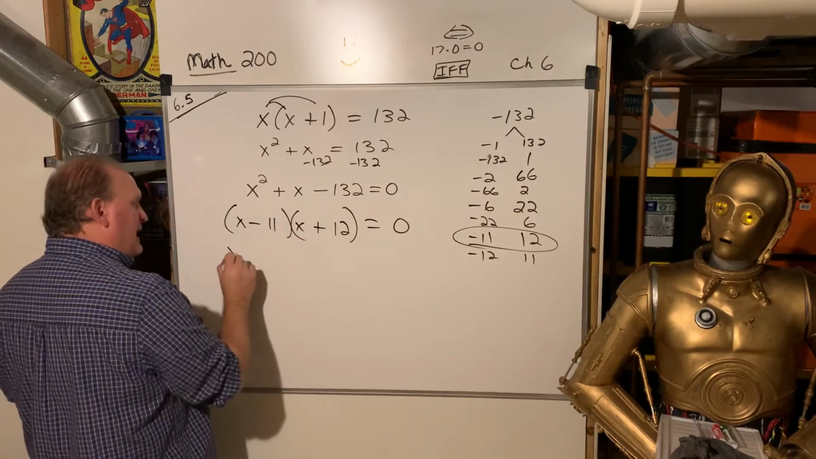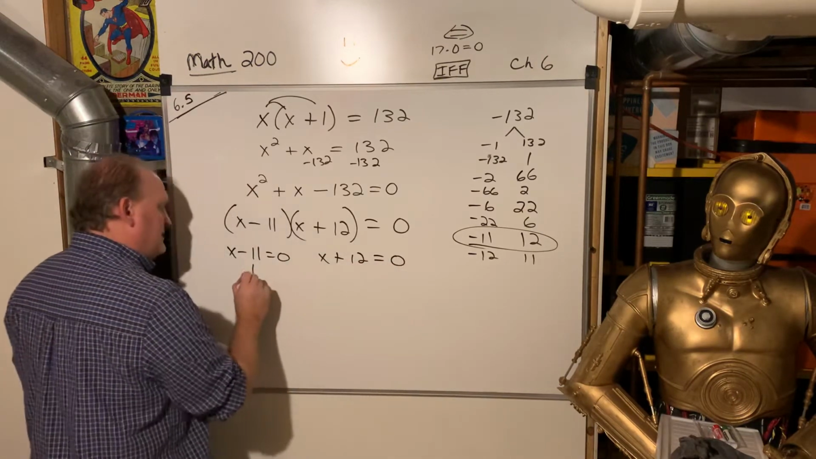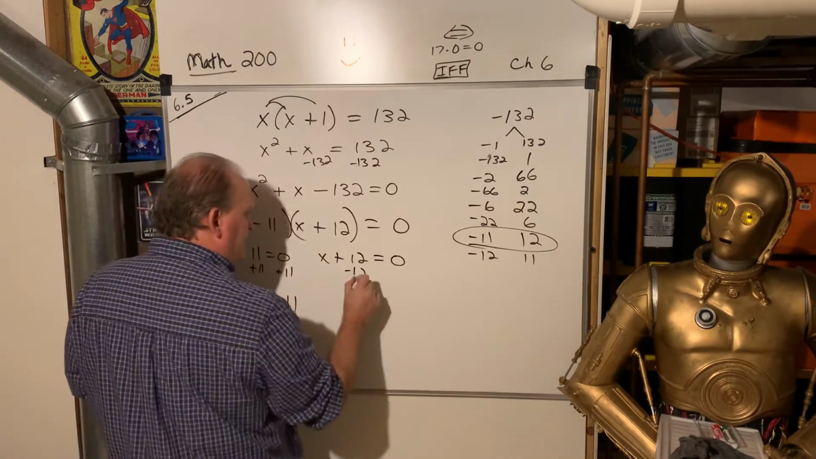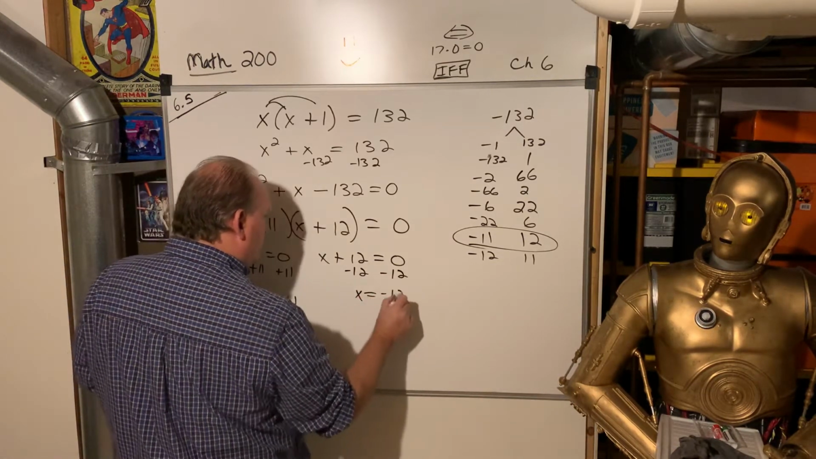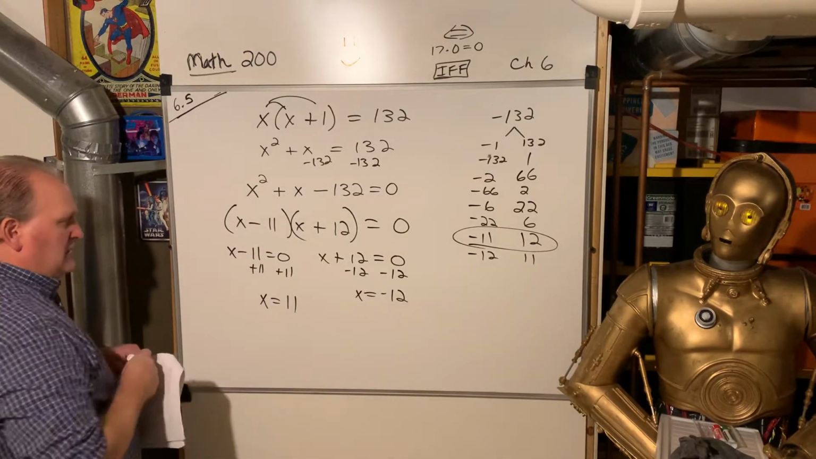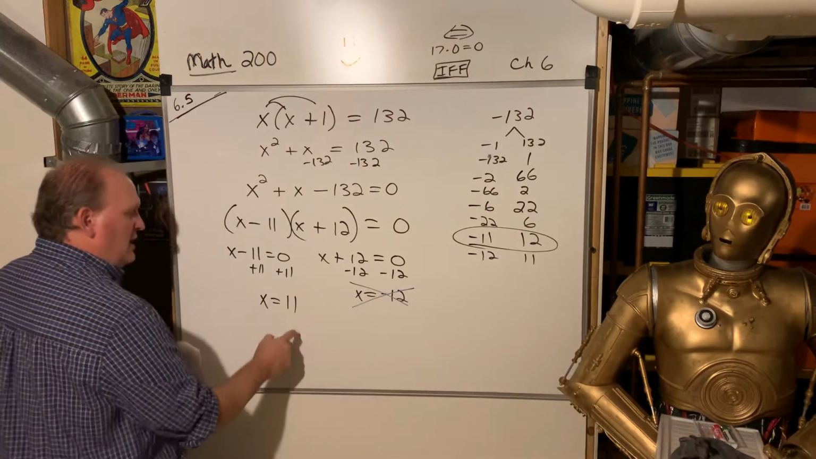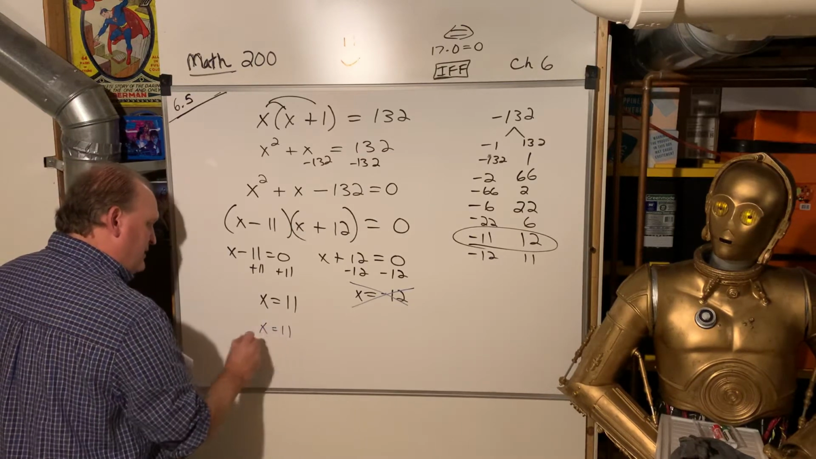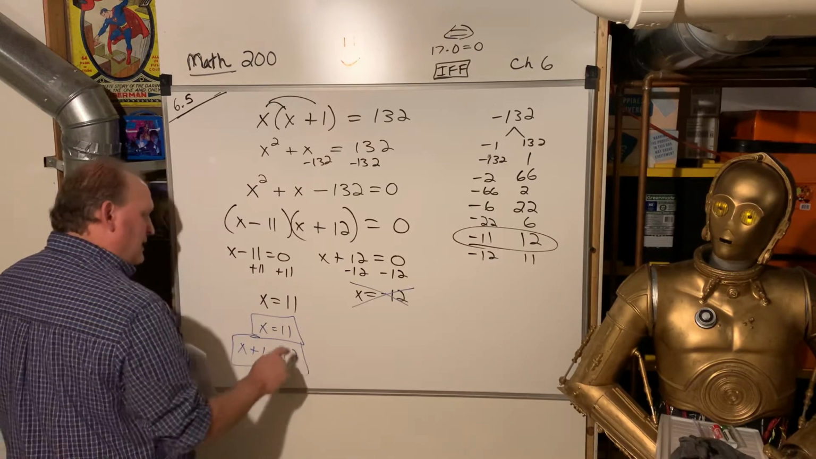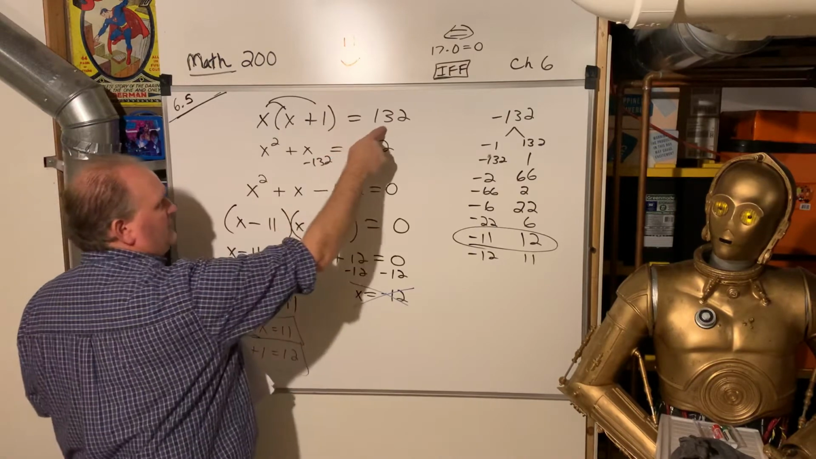And now look at what happens. X minus 11 equals 0. X plus 12 equals 0. And so we get positive 11 and negative 12. Only they stated they wanted positive integers. So that means this negative that we found, we're going to throw away because it's a negative integer. So if x is equal to 11, x plus 1 is equal to 12. So 11 and 12 are the two positive consecutive integers that multiply to be 132.